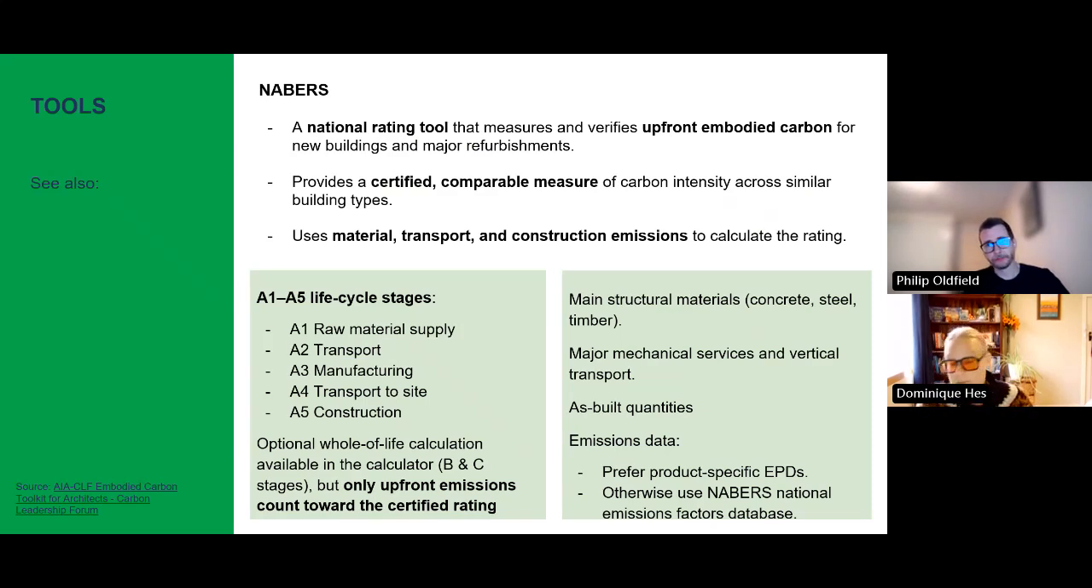So very briefly, before we jump into Phil's part of the talk, I just wanted to briefly deep dive into NABERS. So we're all aware of how NABERS works, particularly for commercial buildings in the operations space, but they have brought out an upfront embodied carbon rating. Now, remember in that diagram, the upfront is the bits that are really in your control as architects.